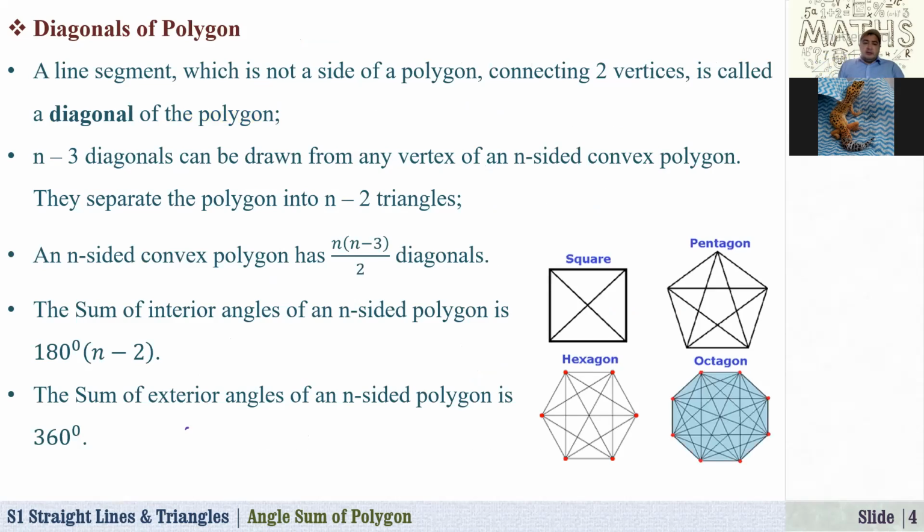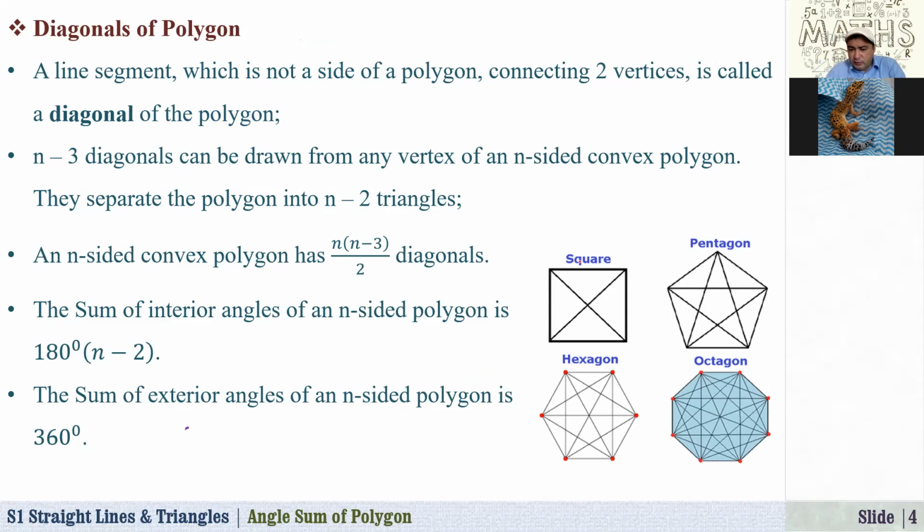All right. Some formulas regarding the interior angles of a polygon. A line segment, which is not a side of a polygon, connecting two vertices is called a diagonal of the polygon. Okay, adjacent side means, when do we call an adjacent side? If they are sharing a common vertex, then we call them adjacent sides.